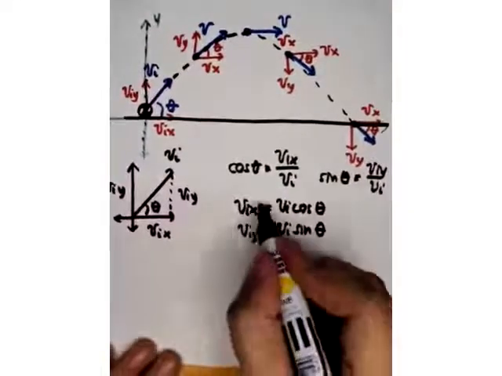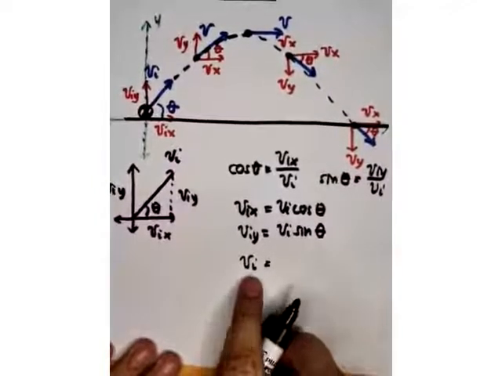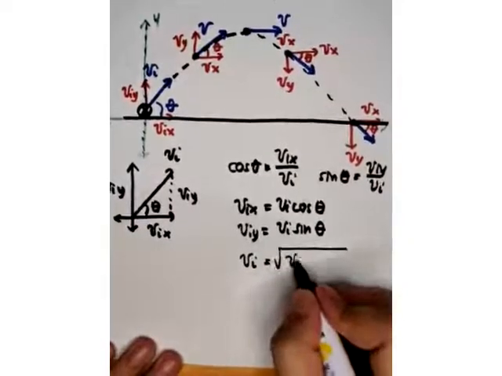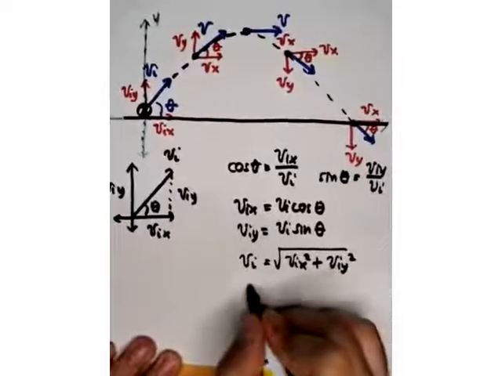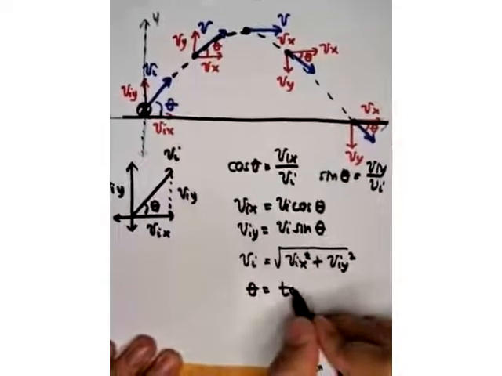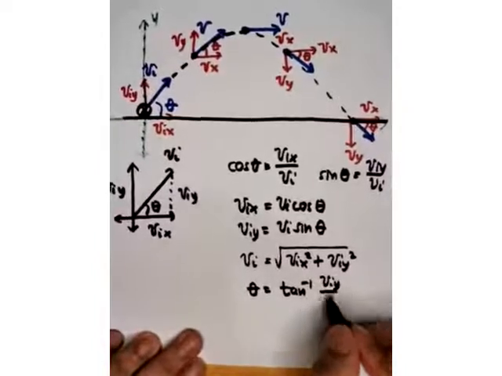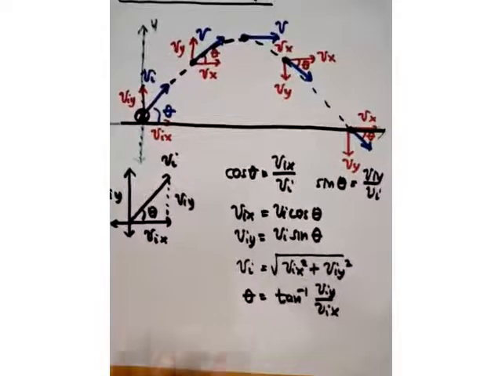And kung given naman itong dalawa at gusto natin kunin ang magnitude ng ating velocity, that's equal to the square root of VIX squared plus VIY squared. Kung gusto natin kunin yung angle of projection, that is the inverse tangent of VIY over VIX. Okay? So yan ay para sa velocity.